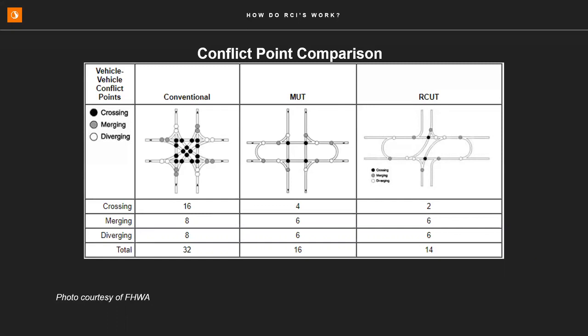This has a reduction of conflict points compared to conventional intersections, but not as great as the 2 alternatives shown here. So safety is a large component of why there's been an increase in RCI installations over the past 10 to 15 years. But we should also discuss the operations of these intersections. RCIs have been shown to reduce delay and increase capacity, both for signalized intersections and unsignalized intersections. Let's look at how this is achieved for signalized intersections.